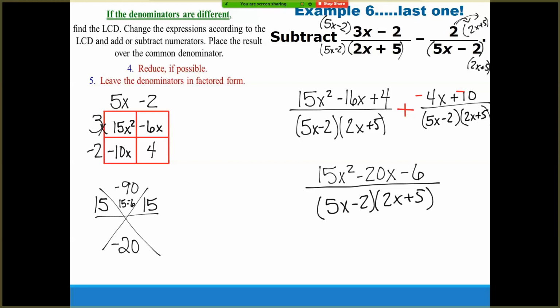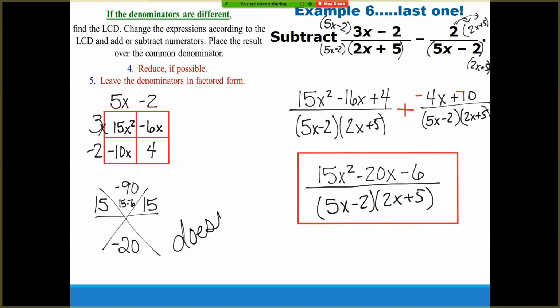So when I look, 1 and 90 definitely can't. 2 and 45 can't. 3 and 30 can't. 5 and 18 close, but not close enough. 6 and 15, no. And then 9 and 10 can't work. So this, you can't factor it using your asterisk, which means it doesn't reduce. So if it doesn't reduce, this back here would be your final answer. So this does not reduce. Questions or concerns about this list?